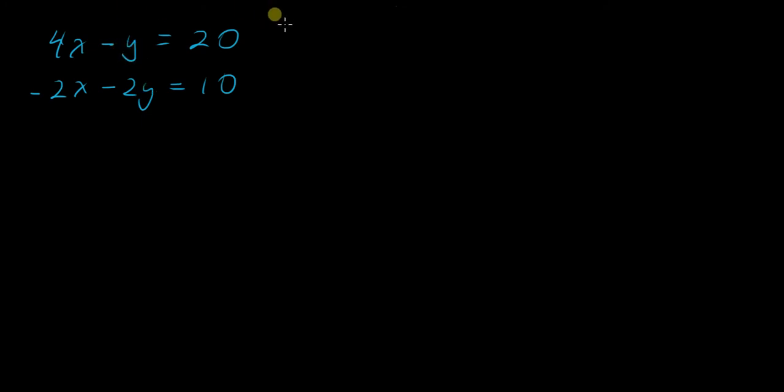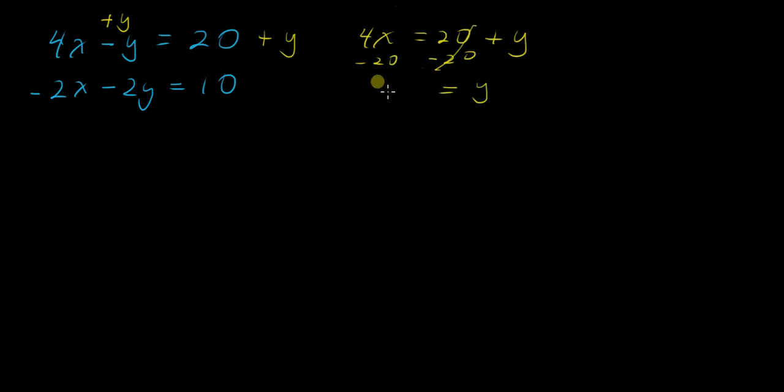So here's what I'm going to do. I'm going to add y to both sides. Okay, so now it's gone from this side. And so I have 4x equals 20 plus y. And now if I subtract 20 from both sides, I get y equals, this is just 0 now, 4x minus 20. And so I have what I wanted. I have one of the variables alone.